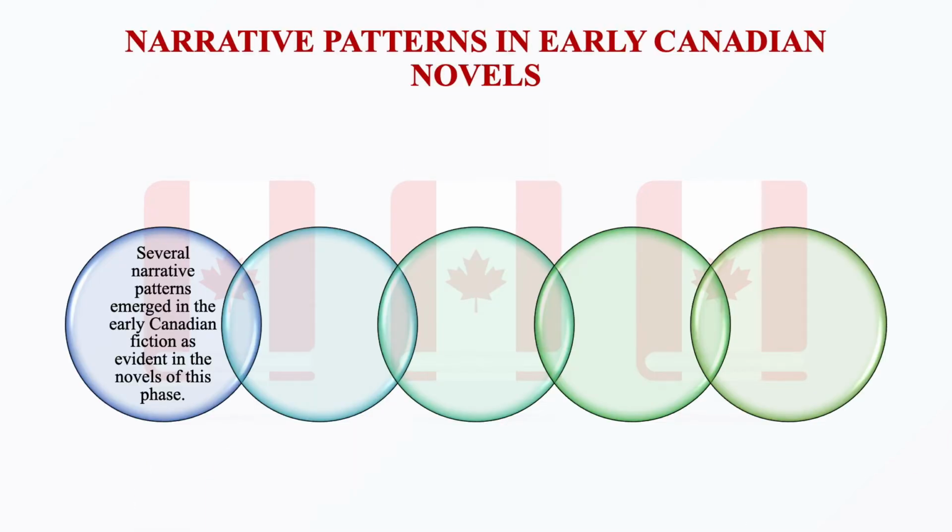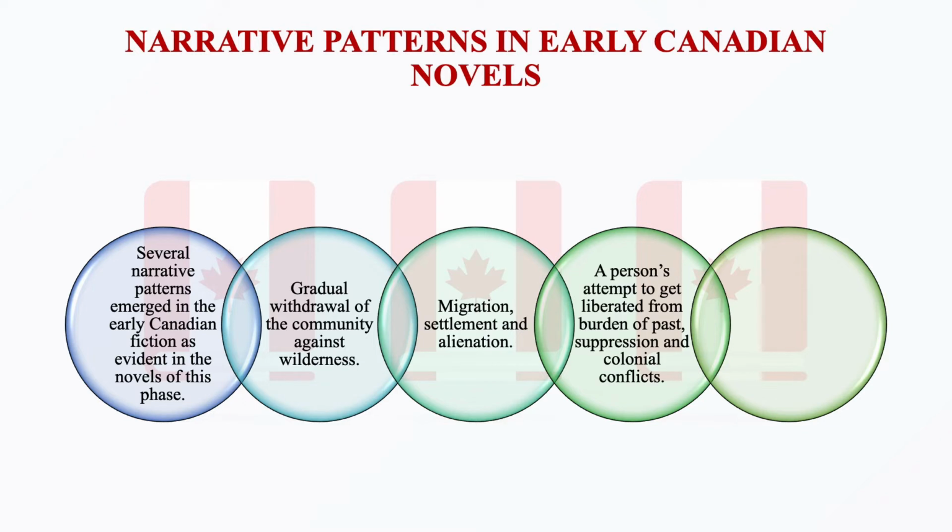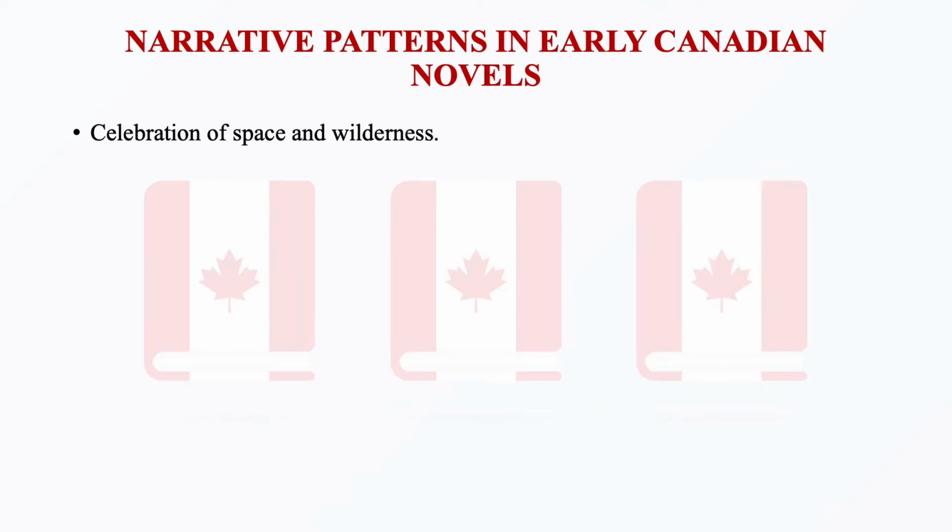Now let us come to the narrative patterns in the early Canadian phase. Several narrative patterns emerged in the early Canadian fiction as evident in the novels of this phase. Gradual withdrawal of the community against wilderness, migration, settlement, and alienation. A person's attempt to get liberated from the burden of past, suppression, and colonial conflicts. A child's growth against the burdens of legacies, celebration of space and wilderness.